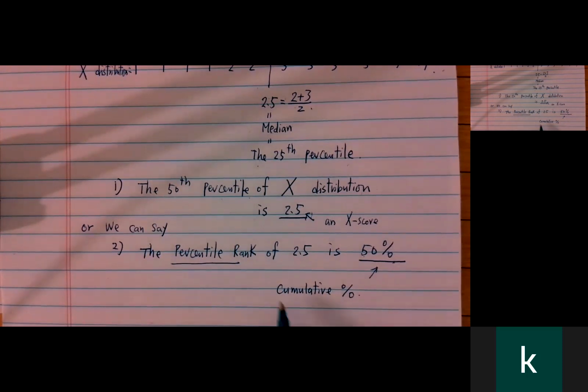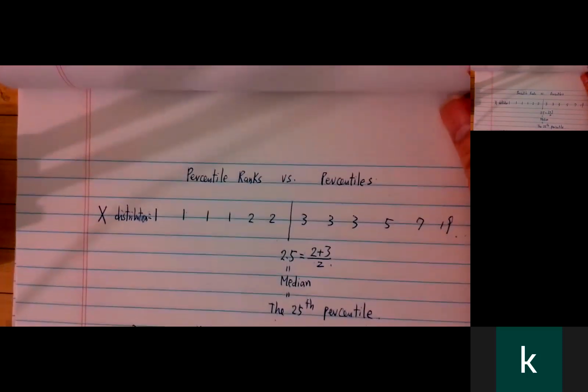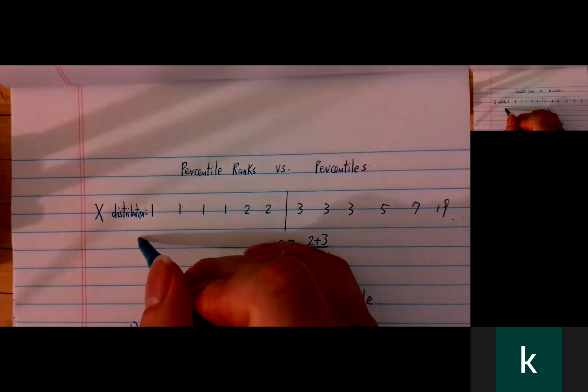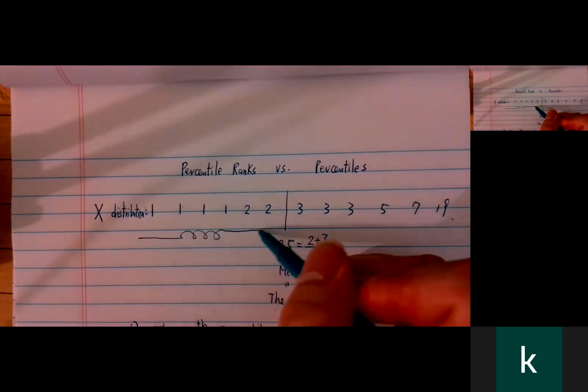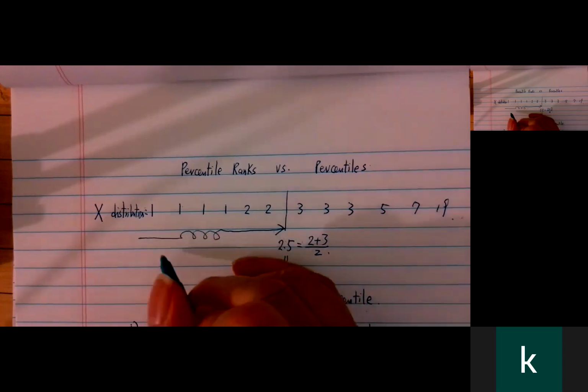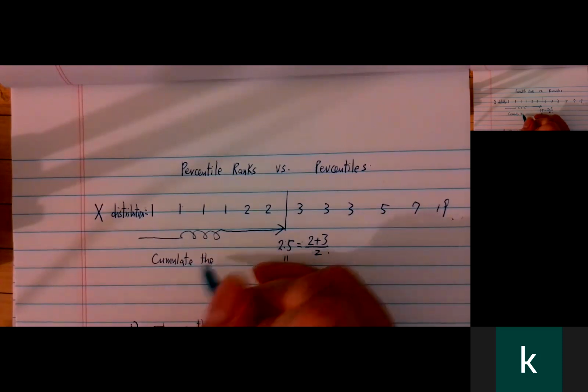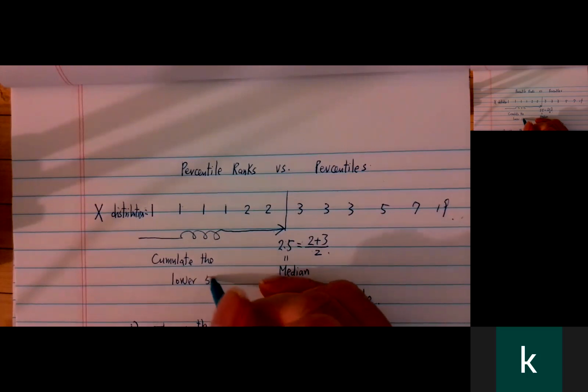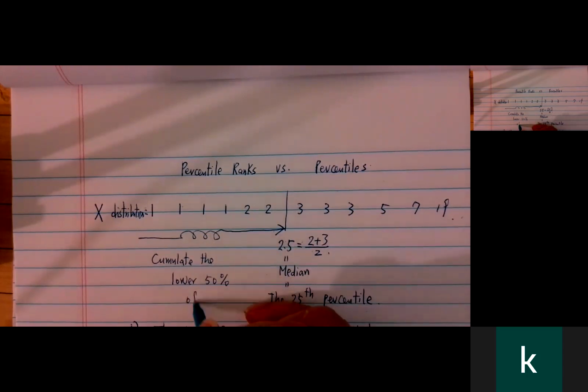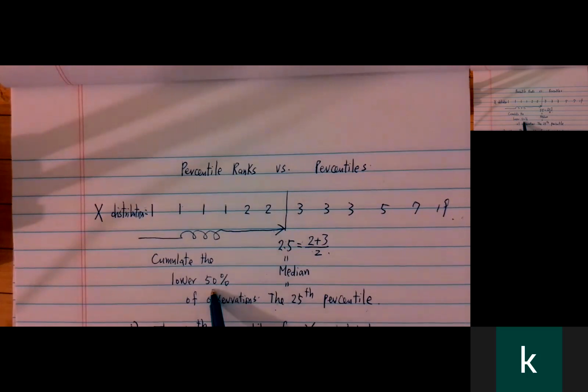Okay? Look at the picture here. If we accumulate from the very left all the way up to this location, 2.5, we accumulate the lower 50% of observations. And that 50% is called the percentile rank of 2.5. Because from the very left up to 2.5, we accumulate the lower 50% of observations. Okay?